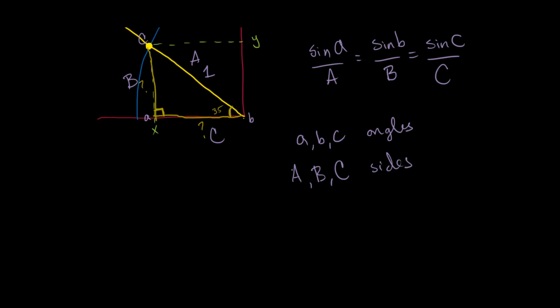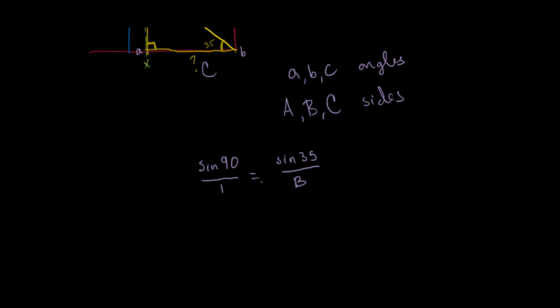Now it's just a matter of plugging things in and calculating. So first we're going to plug in the angle and side pair that we know both values for. We know that opposite of 90, we have a side length of 1. So I'm going to say sine of 90 over 1 equals, and now I'm just going to calculate what side B is. And what angle is opposite of side B? Well, that's sine 35. So sine 35 over B.